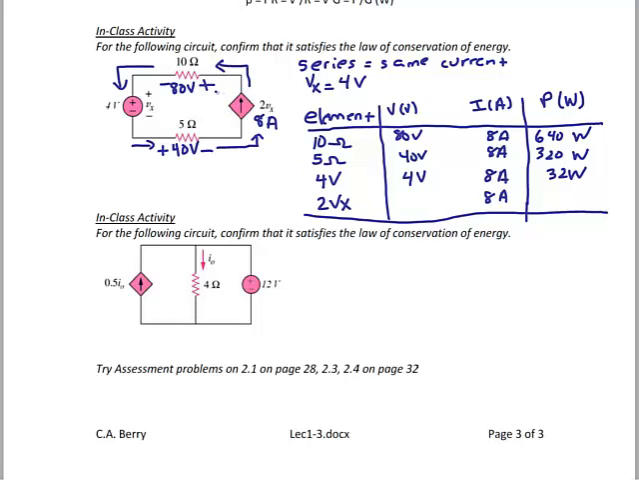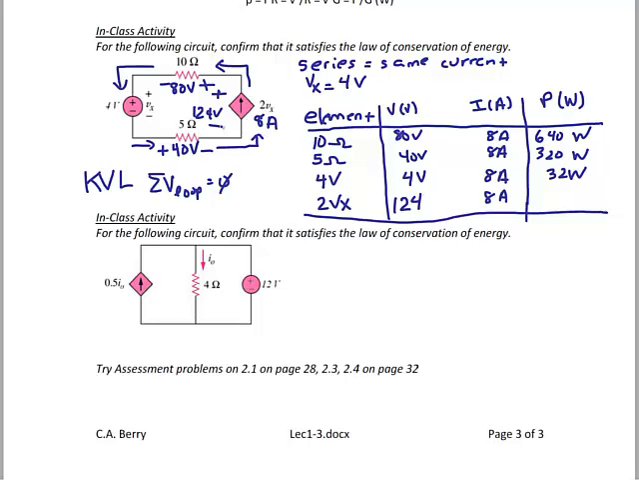If I want to know the voltage across the dependent source, I have to look at the voltage drops for all the other elements. This is called KVL, which we will discuss in more detail in the next lecture. It states that the sum of the voltages around a loop must sum to 0. So if I have an 80 volt drop plus a 4 volt drop plus a 40 volt drop, I need a rise. And my rise has to be the sum of these drops, which is 124 volts. And that gives me the voltage across the dependent source.